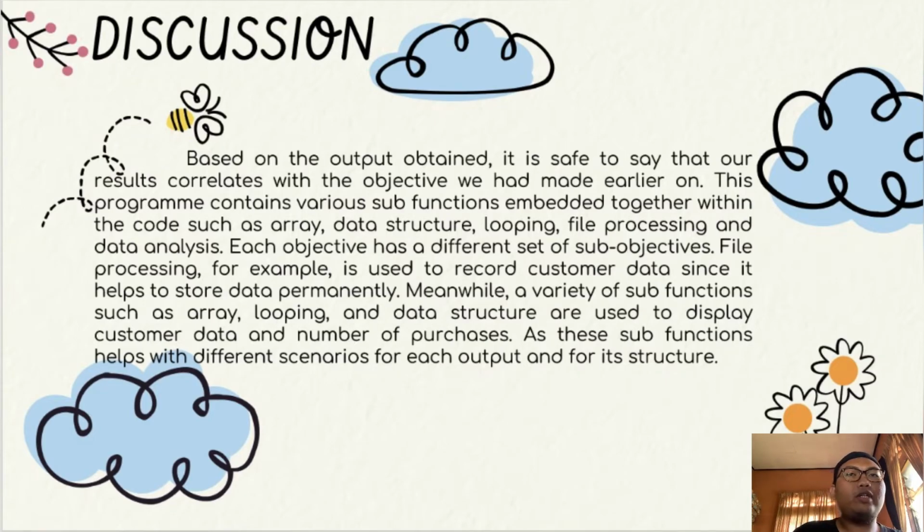File processing, for example, is used to record customer data since it helps to store data permanently. Meanwhile, a variety of sub-functions such as array, looping, and data structure are used to display customer data and number of purchases, as these sub-functions help with different scenarios for each output and for its structure.